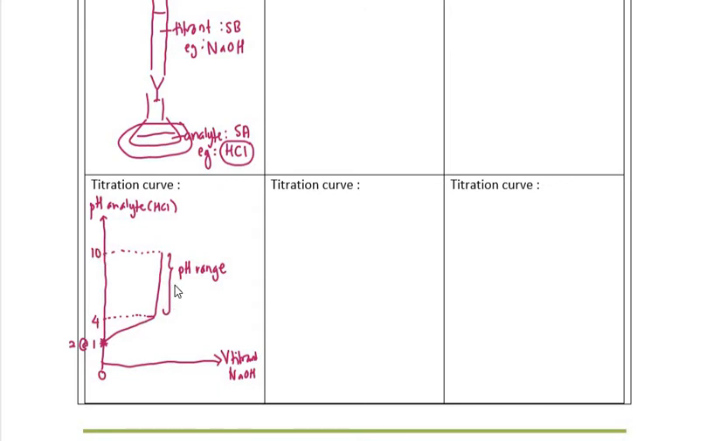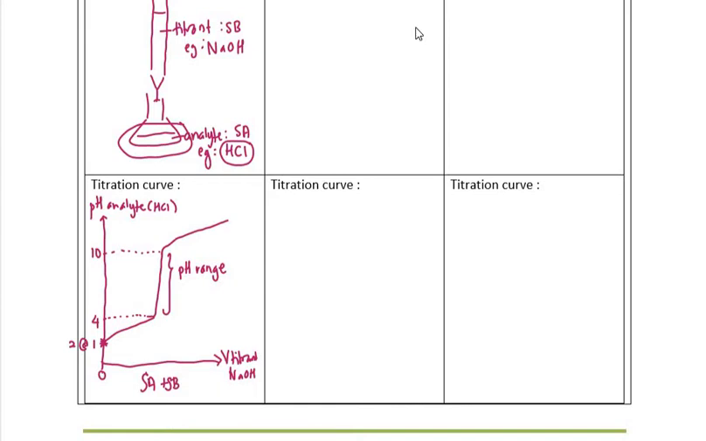This is the steep part. Okay, the almost vertical line refers to the pH that increases sharply, even when a small amount of titrant is added to the analyte. And at one point, the pH will increase gradually. So, this is the titration curve for strong acid and strong base.